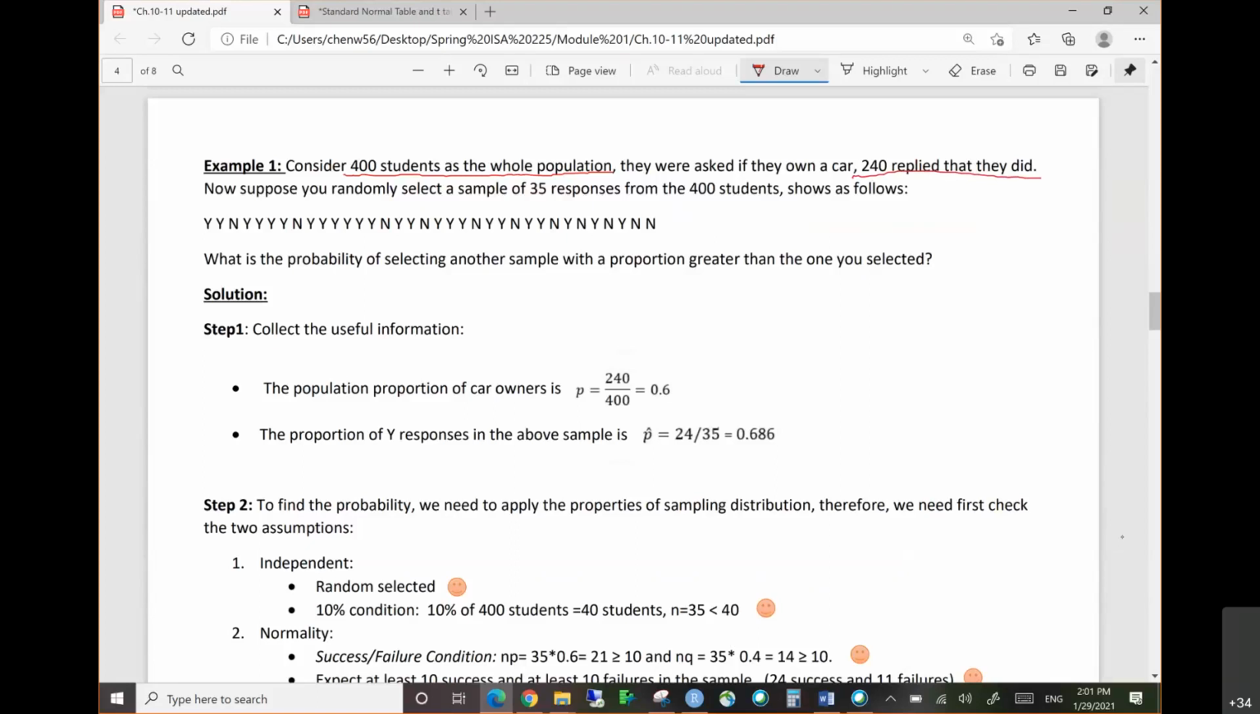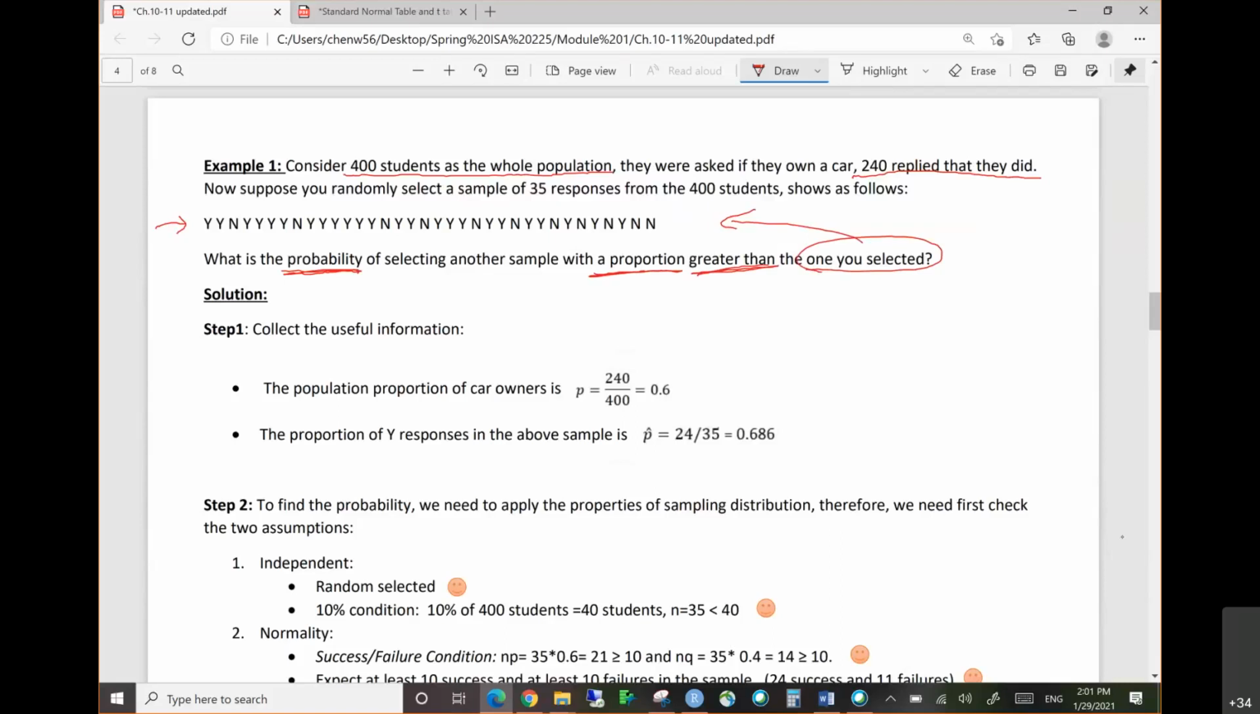Now, suppose you randomly select a sample of 35 responses from the 400 students. It shows as follows. So these ones are yes, that means they own a car. No, that means they do not own a car. All right, what is the probability of selecting another sample with the proportion greater than the one you selected? The one you selected, that means this one, right?